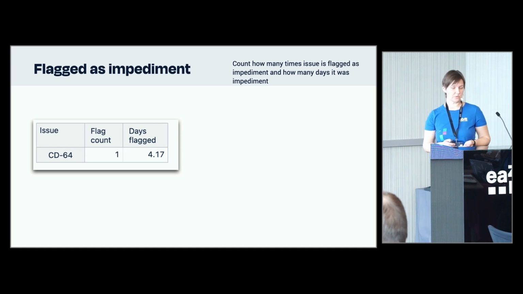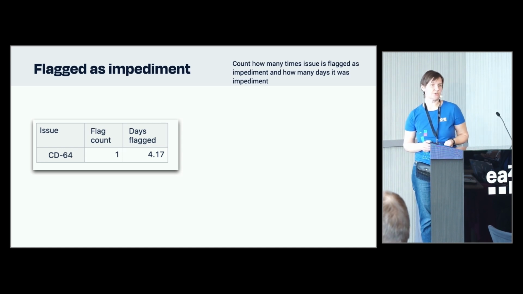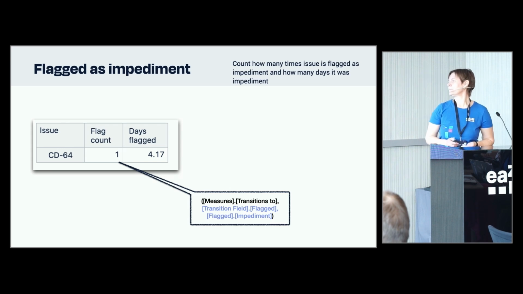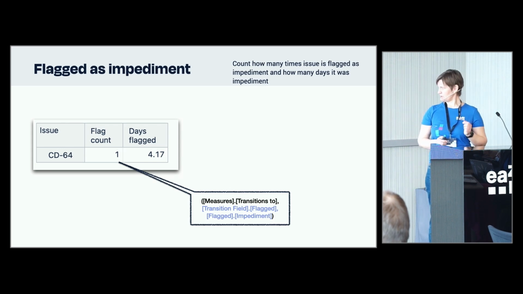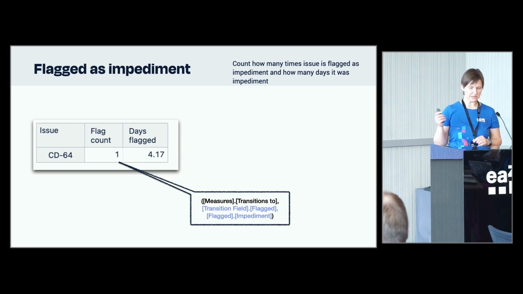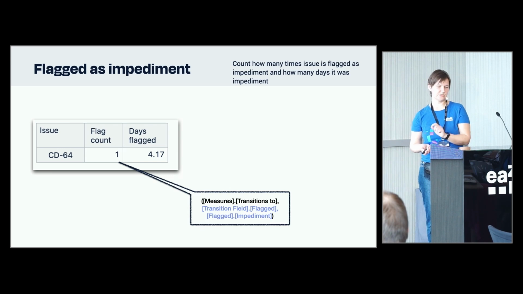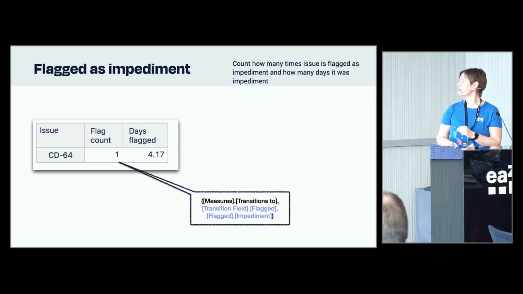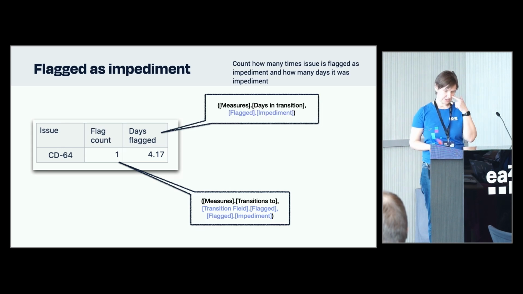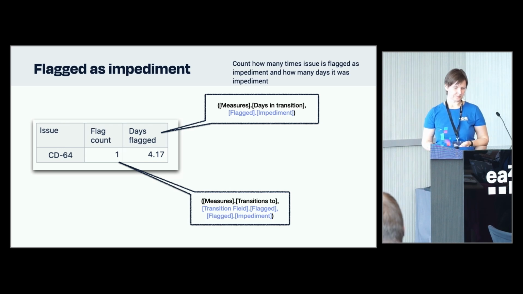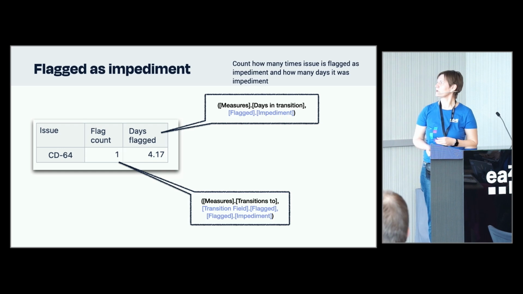We can also calculate how many times an issue was flagged in a similar way as before, by stating that the transition field needs to be this new flagged field, and the value where we want to count how many times the issue transitioned to is the specific impediment. Only count those transitions where the issue was marked, and how many days it spent as an impediment. And then we can use those measures to calculate something else if we want.